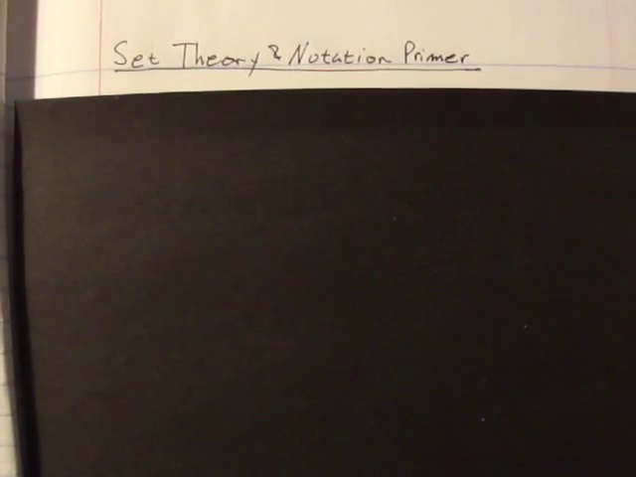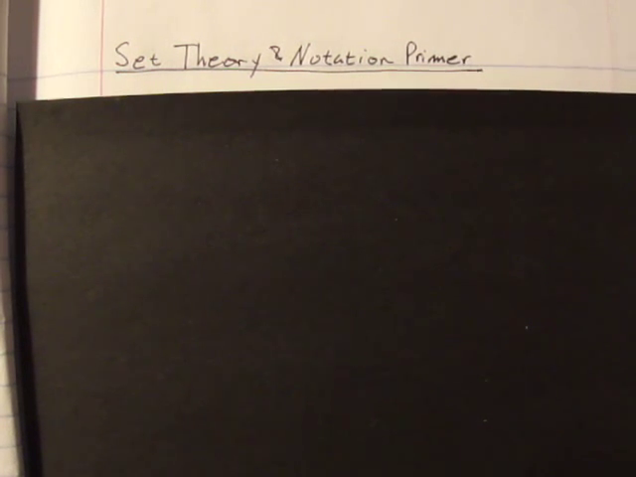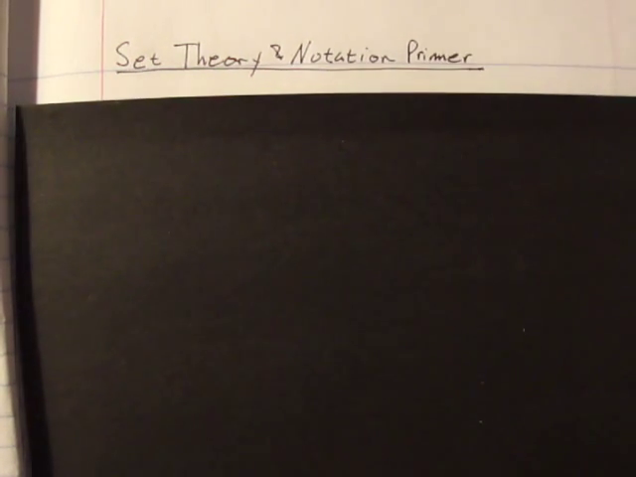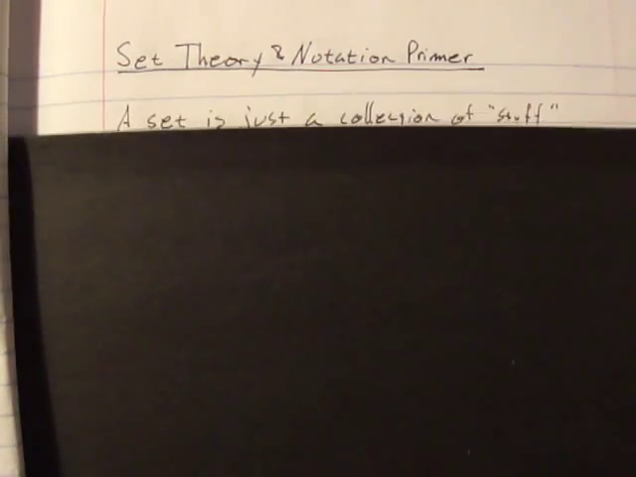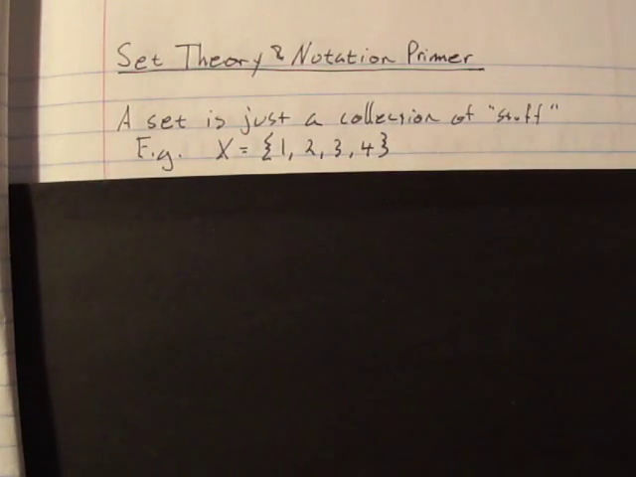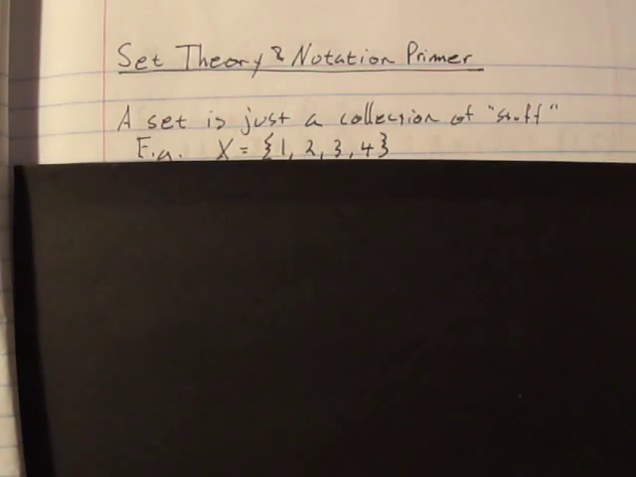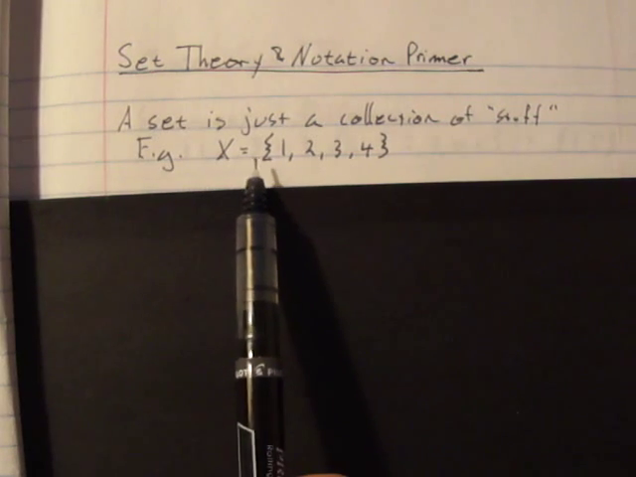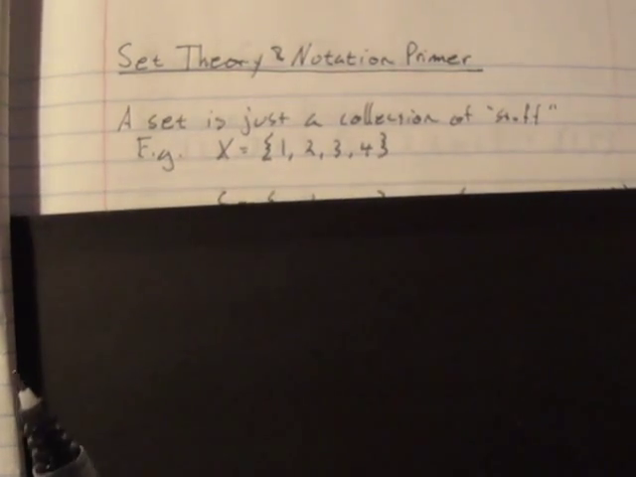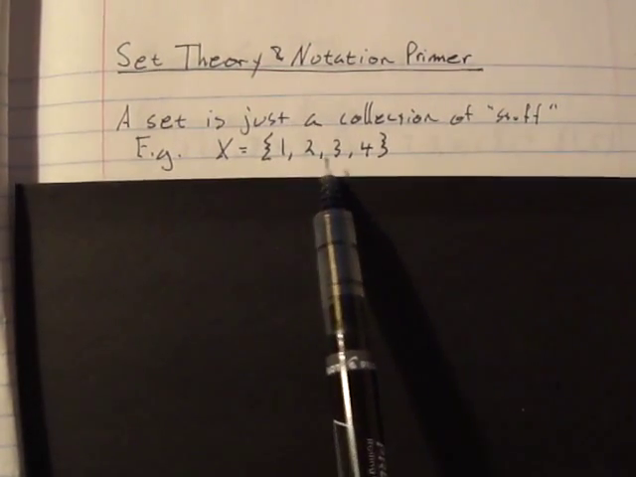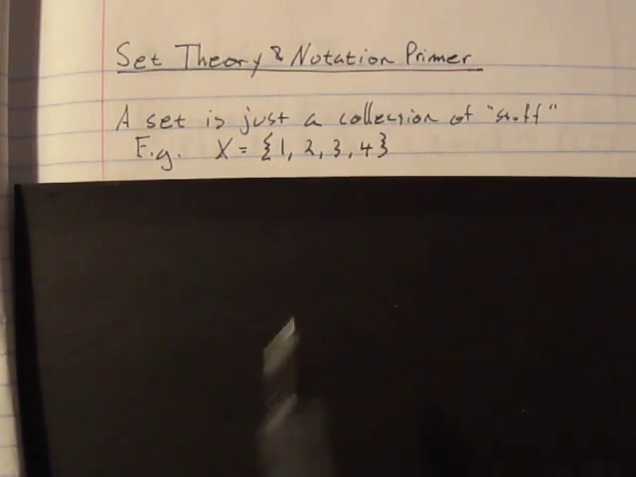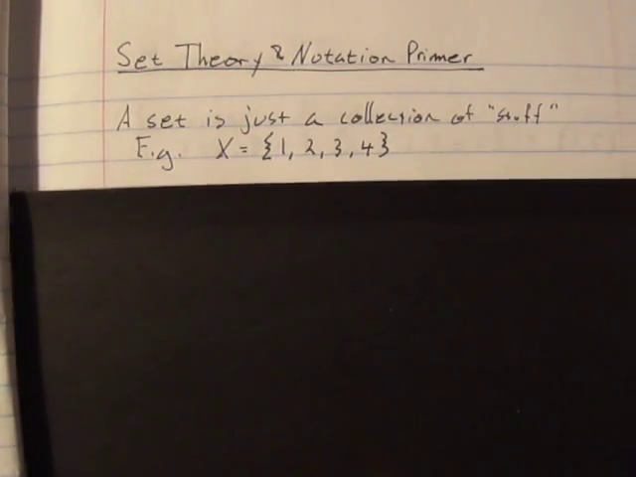Alright, because this is ubiquitous in mathematics, we're going to go over a little bit of set theory. So here's a set theory and notation primer. First of all, a set is just a collection of stuff. For example, we'll call a set here X, and it's just these curly brackets containing some numbers 1, 2, 3, 4. That's one example of a set.